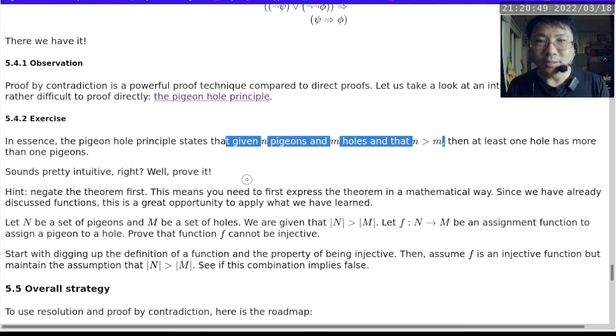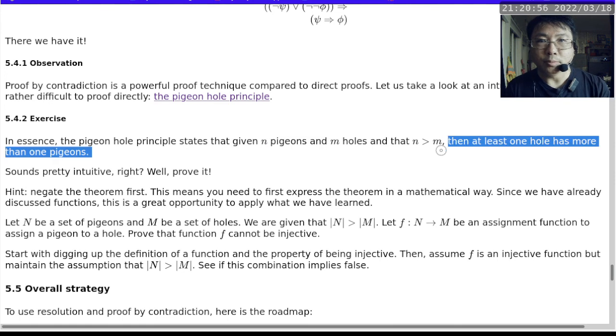But because of this condition, we are drawing a conclusion. So the conclusion that we are drawing, which is this portion here, that is the theorem. This is the theorem that we are trying to prove in this exercise. The theorem that we're trying to prove is at least one pigeonhole has more than one pigeon. That is what we are trying to prove. So that's the part that we have to negate first.